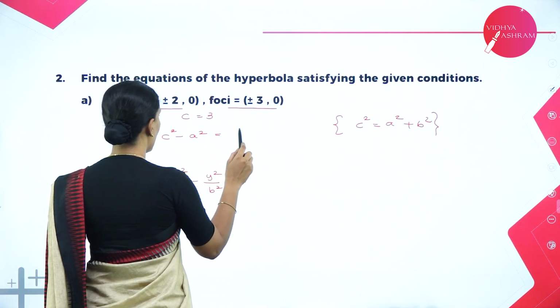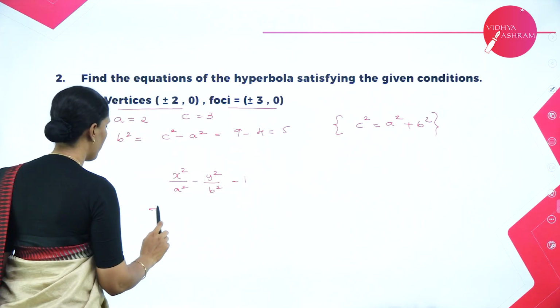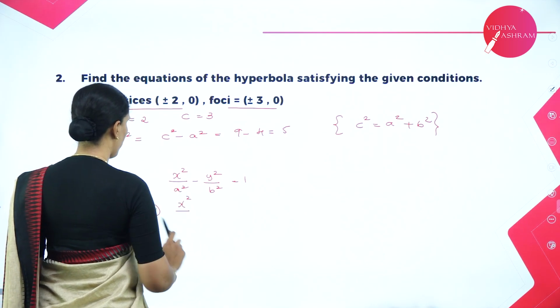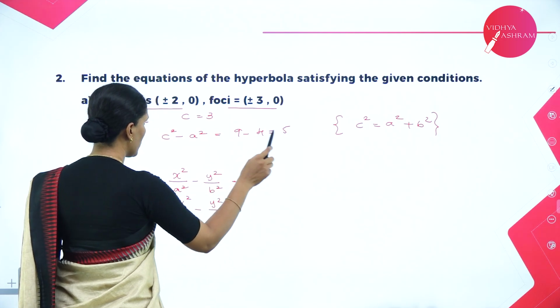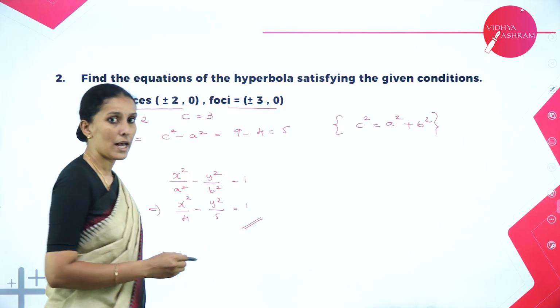Which is 9 minus 4, 5. So therefore the equation becomes x square by a square, 2 square is 4, minus y square by b square, b square is 5, is equal to 1. So this is the required equation of a hyperbola.